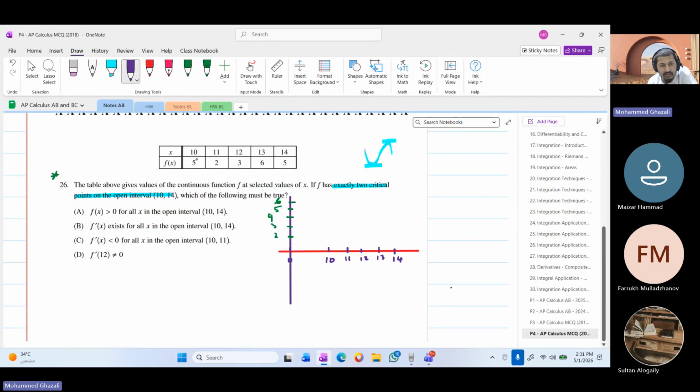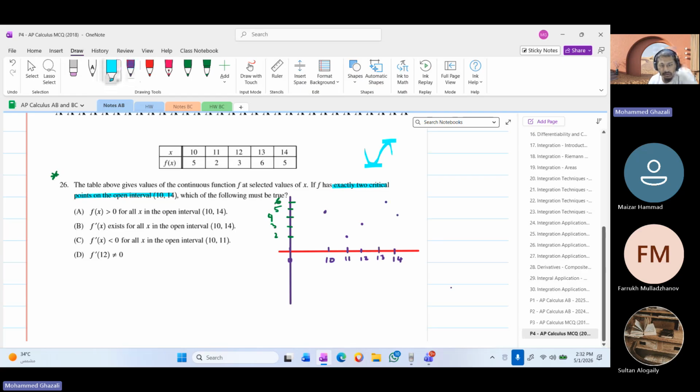Right. So now when x is 10, it is 5. When it is 11, it is 2, so there's a drop down. When it's 12, it is 3; it increases a bit. And when it's 13, it is 6, so it goes right up. And when it's 14, it is back down to 5.